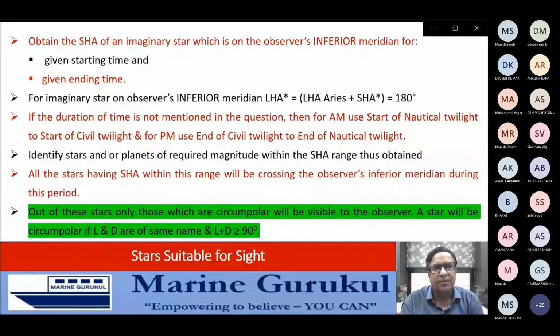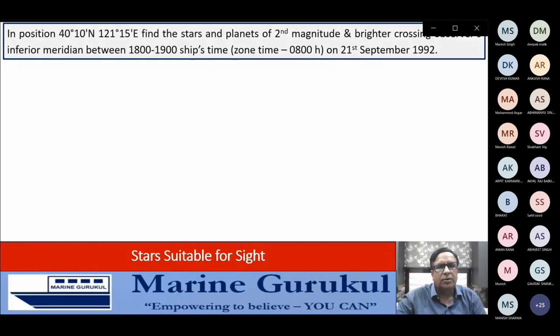A star will be circumpolar only if latitude and declination are of the same name and, at the same time, the sum of latitude and declination is greater than or equal to 90. So out of the stars that you list, only those would be visible which are circumpolar. Now let's solve this question.